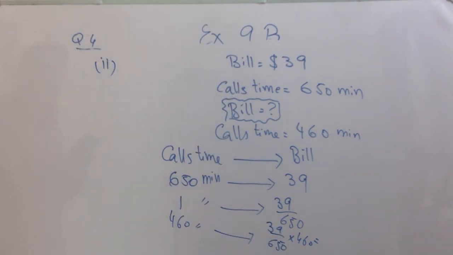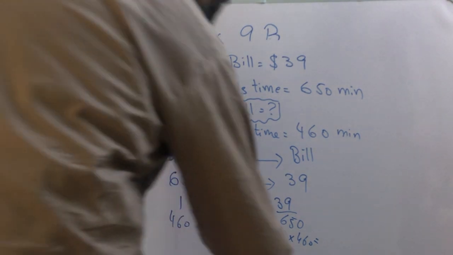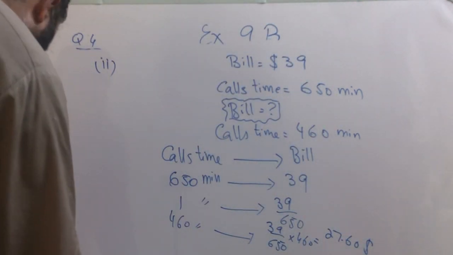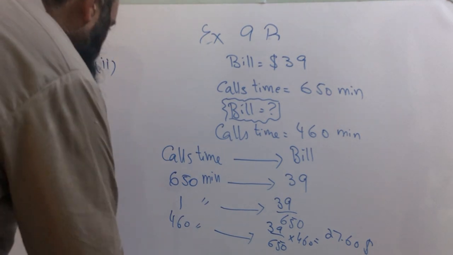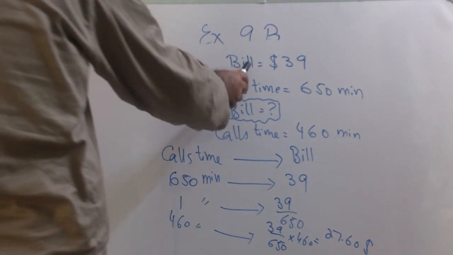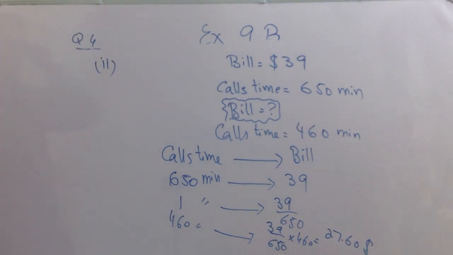We will be using the calculator. 39 multiplied by 460 divided by 650 becomes 27.60 dollars. So this was question number 4, part 2. I'll repeat again. The bill was $39 when he was using the phone for 650 minutes. We don't know the bill for 460 minutes, so we need to find the bill.